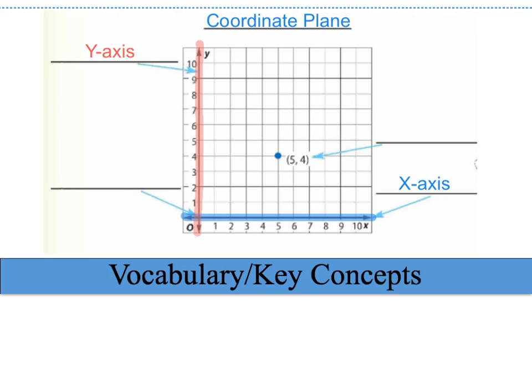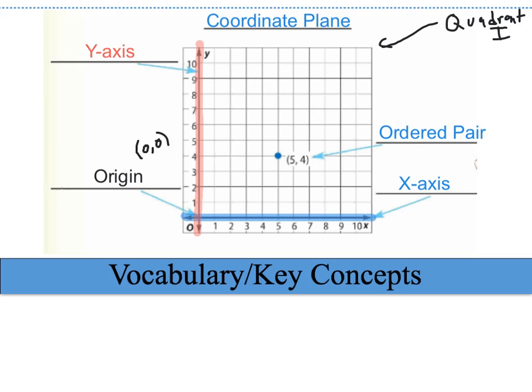And we know that when the x-axis and the y-axis intersect, we have the origin, which is located at 0, 0. That's the ordered pair for the origin. We also know that when the x-axis and the y-axis intersect, it forms the coordinate plane. So here, we're just looking at quadrant 1 right now. Finally, the location on the coordinate plane is known as an ordered pair. And remember, we always go from x first, followed by y.